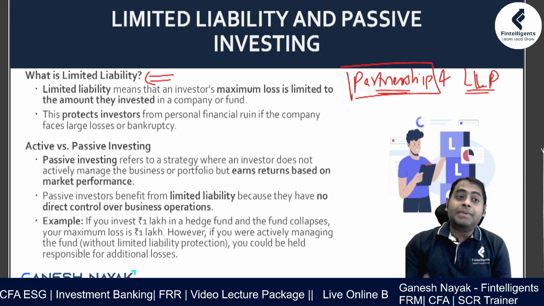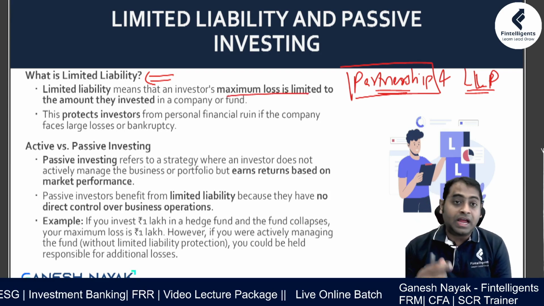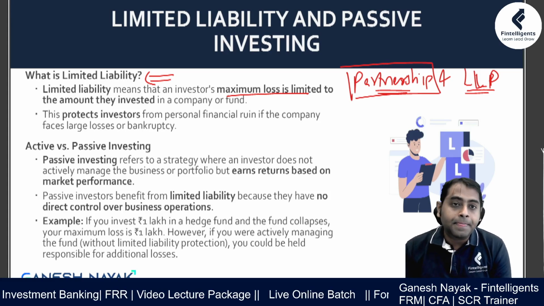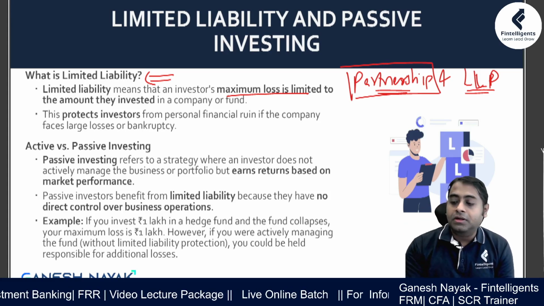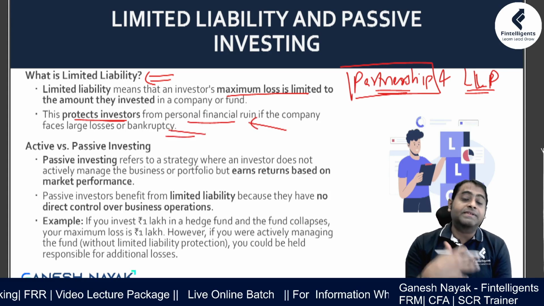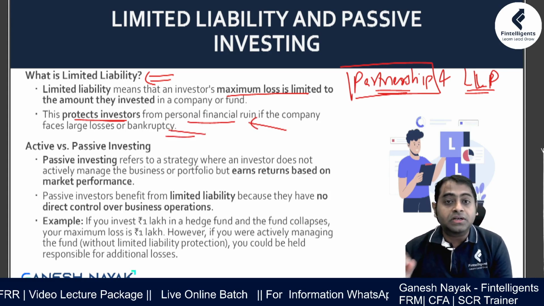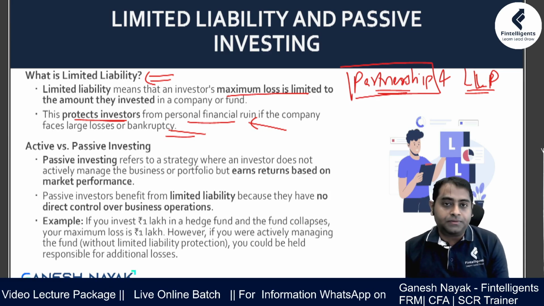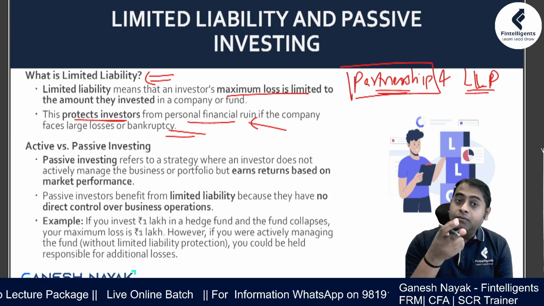The investor knows the maximum amount of loss they will have to face if anything goes bad. This is very, very important to protect as an investor. That is why we generally go into the limited liability structure. What is active and passive?